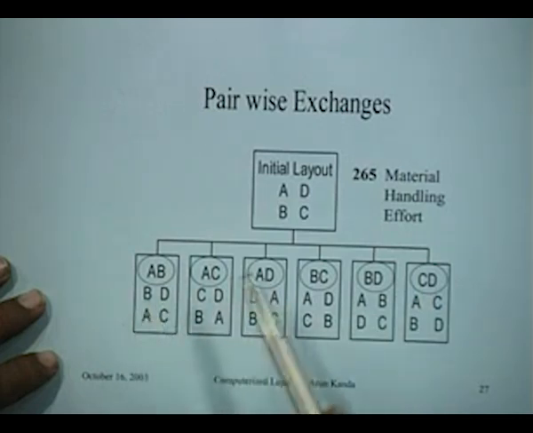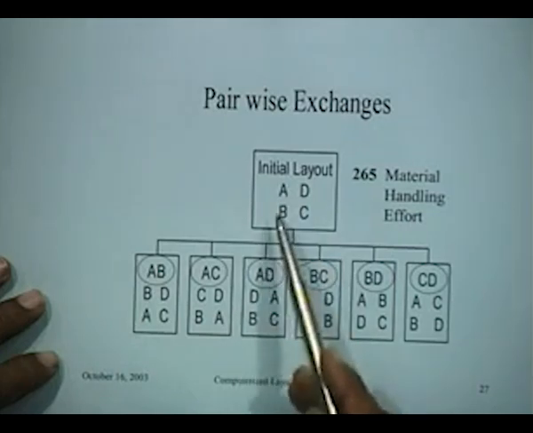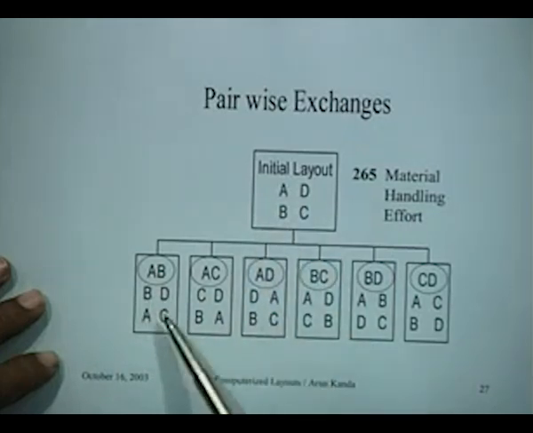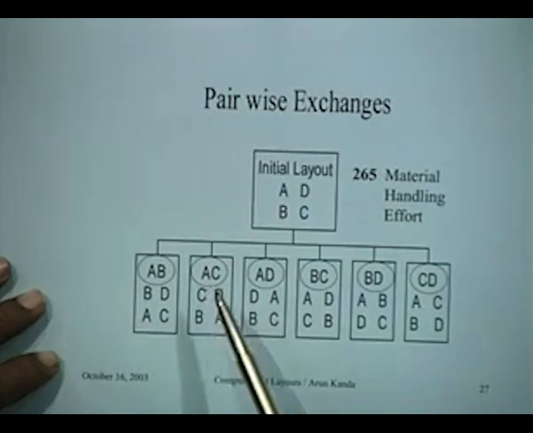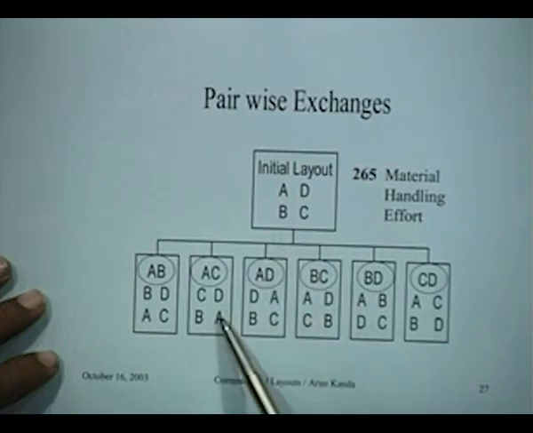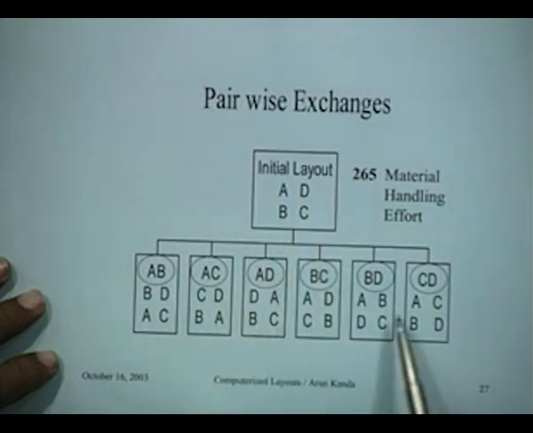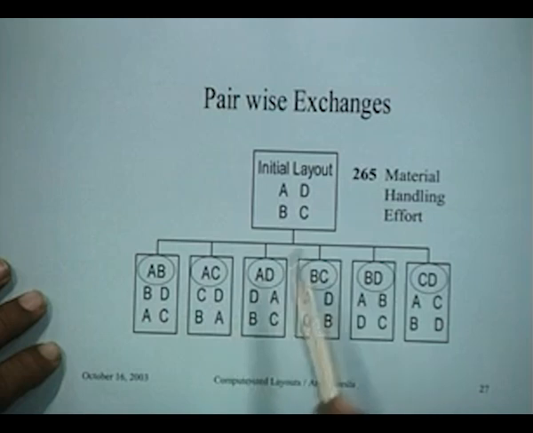So what happens is, for instance, that if we interchange A and B, this particular initial layout will be modified to B, A, D, C. Similarly, if we interchange A and C, the layout A would come here and C would come here and D and B. So this would be the new layout that we could generate from here. So similarly, these are the 6 new layouts which could be generated by pairwise exchange of different departments, and we have got all these layouts.